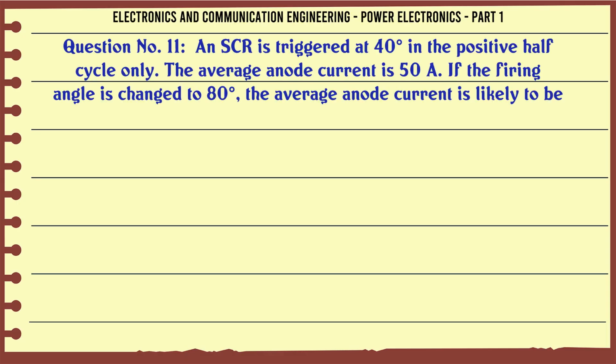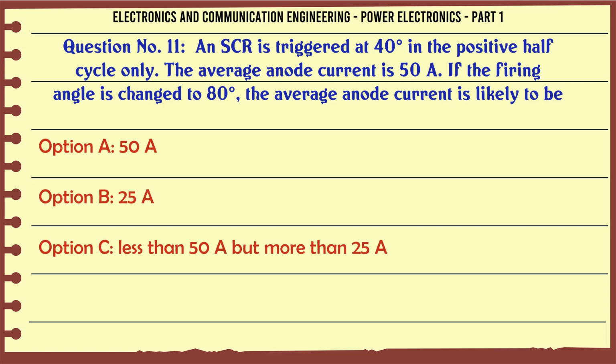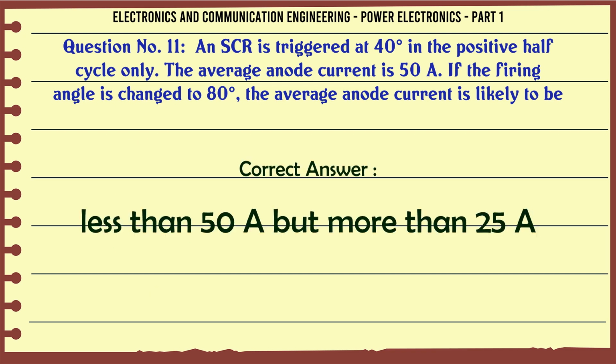An SCR is triggered at 40° in the positive half cycle only. The average anode current is 50 A. If the firing angle is changed to 80°, the average anode current is likely to be A. 50 A, B. 25 A, C. Less than 50 A but more than 25 A, D. Less than 25 A. The correct answer is less than 50 A but more than 25 A.